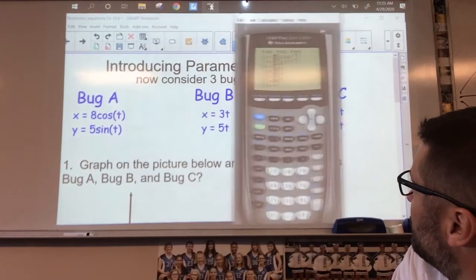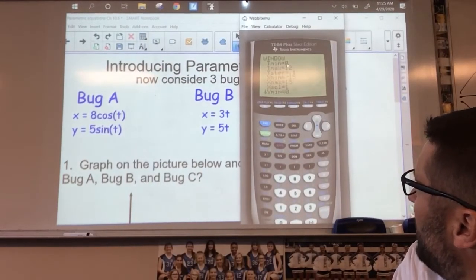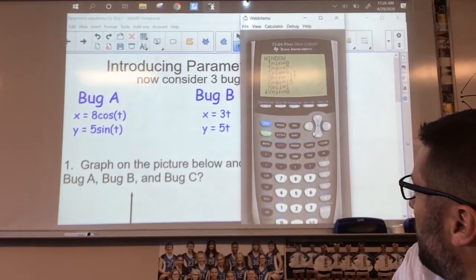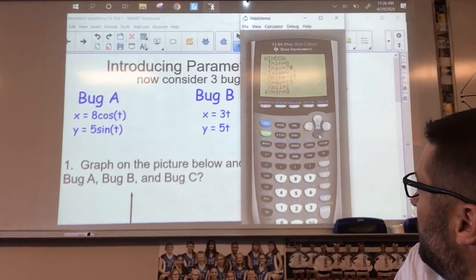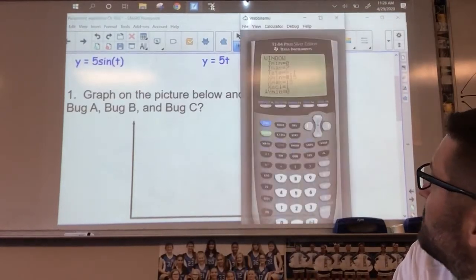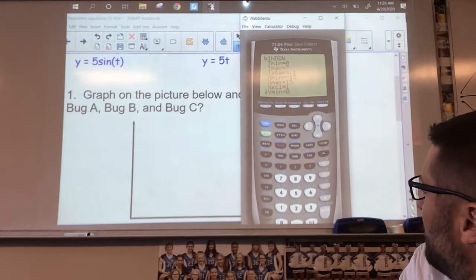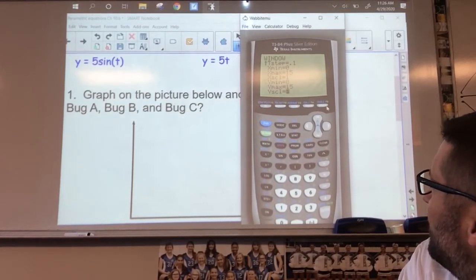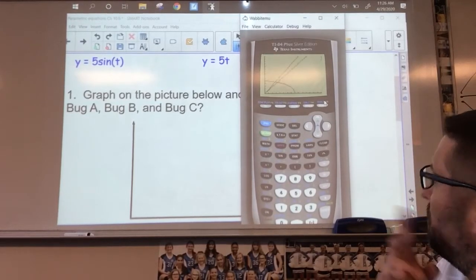And I don't think I need 12 seconds here, so I'm going to go ahead and set my window up. Let's go from 0 to 7. I think we'll handle it. We'll t-step it by 0.1. This one is in the first quadrant, so I'm going to set my x-min at 0, and my x-max, let's stay with 15, x scale 1, y-min 0, y-max 15, y scale 1. Let's graph them.